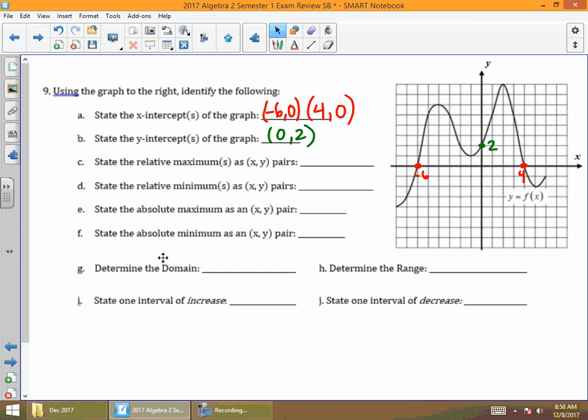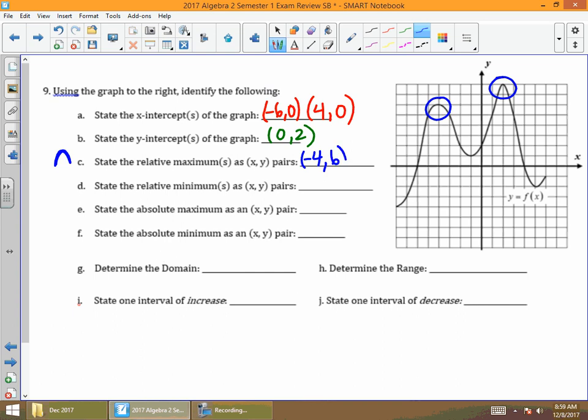State the relative maximums as xy pairs. So remember, relative maximums have to look like this. If you look at your graph, look for that shape. We have one here, and as we travel, we have one here, and that's it. So you have to find the coordinates for that. This first one will be back at -4, and then 1, 2, 3, 4, 5, 6. And the other one will be at the point 2, 1, 2, 3, 4, 5, 6, 7, 8.